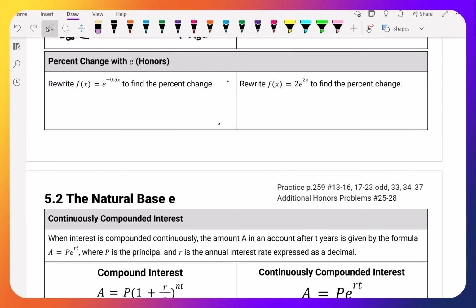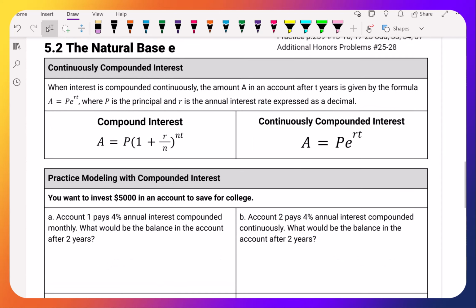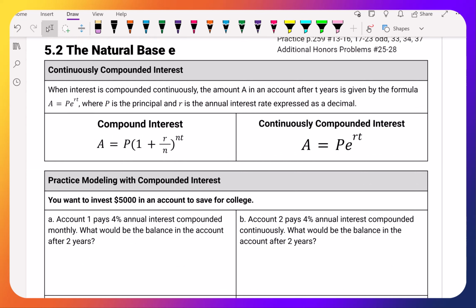So for the next section, this is an honors specific section. I'm going to do this at the end of the video. So let's go on to compounded interest. This one is a new formula. It is continuously compounded interest.